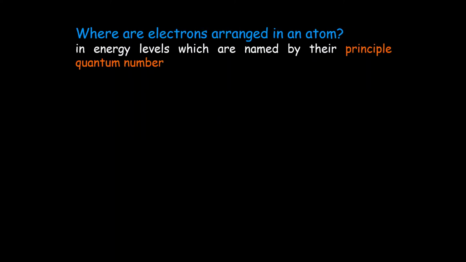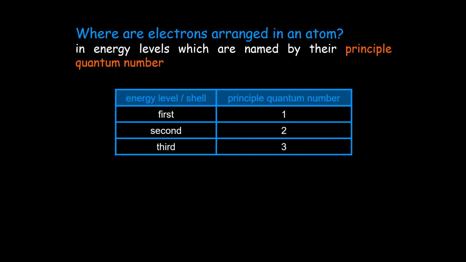Electrons are arranged in energy levels or shells, which are named by their principal quantum number. So the first shell or first energy level is going to be principal quantum number 1. The second energy level or second shell is principal quantum number 2, and the third energy level or third shell is principal quantum number 3.